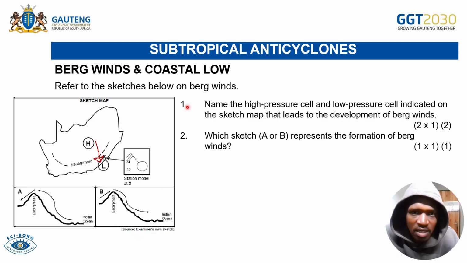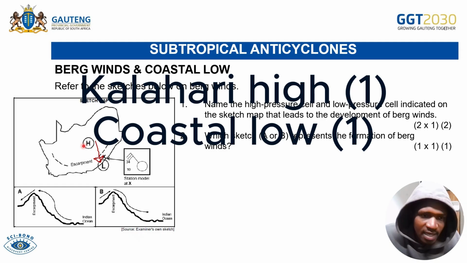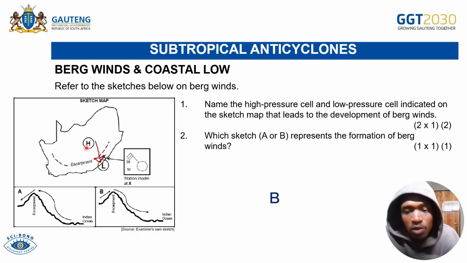If you look at number 1, it says name the high pressure cell and low pressure cell indicated on the sketch. We know that the high pressure cell here is the Kalahari High, also known as the continental high. And then the low pressure is our coastal low. You can see it's along the coast. It is our coastal low. Okay, let's move on to question 2.